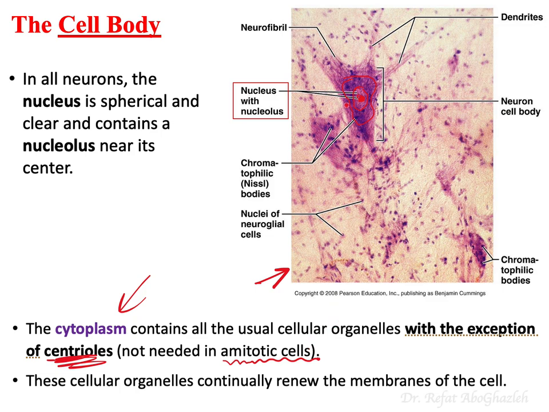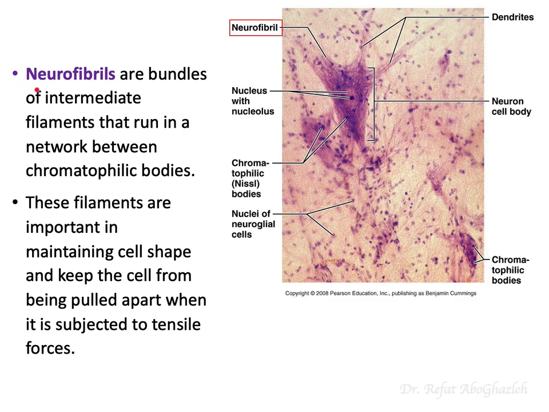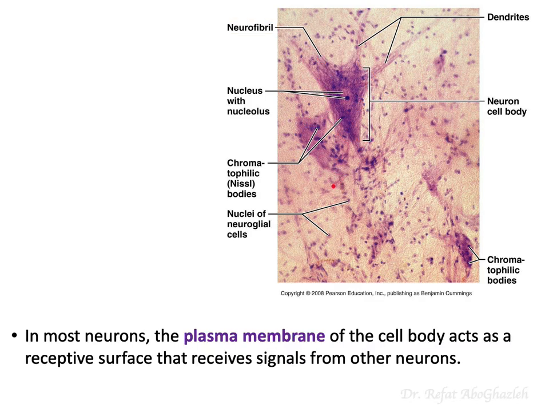These organelles usually supplement the other structures, the axon and the dendrites, and continuously renew the membranes of the cell. Okay. Yes, we mentioned that neurofibrils are abundant in the cytoplasm of a neuron and of the cell body, of course, and they are intermediate filaments or bundles of filaments that run between the chromatophilic bodies, or rough endoplasmic reticulum. So the neurofibrils you see here are intermediate filaments that maintain the cell shape and keep the cell from being pulled apart in case of tensile force.